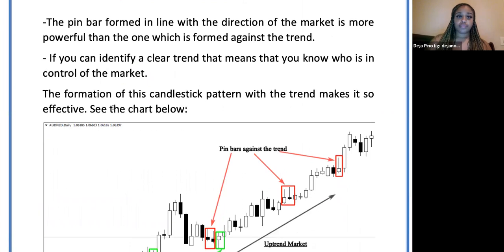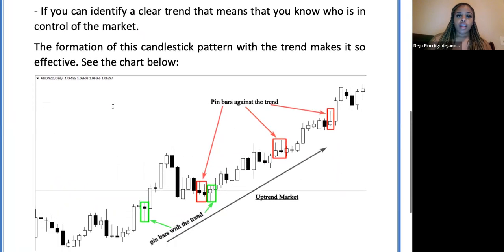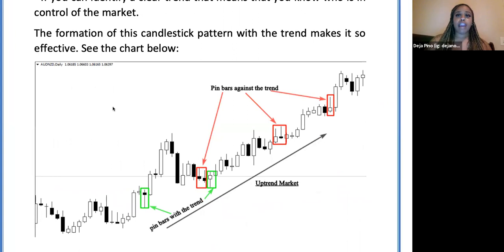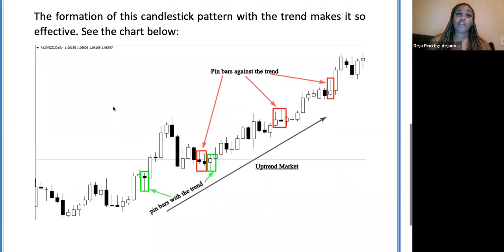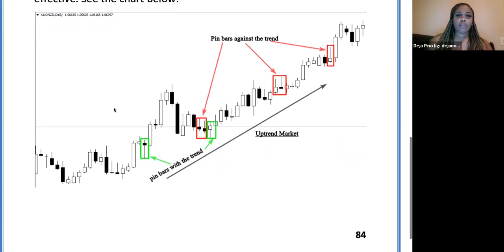All right, it says the formation of this candlestick pattern with the trend makes it so effective. Okay, see the chart below. So let's look. It says pin bars with the trend. So we're in an uptrend, right? We're in an uptrend market. This one is the daily. If you look at the top left, it's AUDNZD. It's the daily. So we're looking at this in an uptrend.